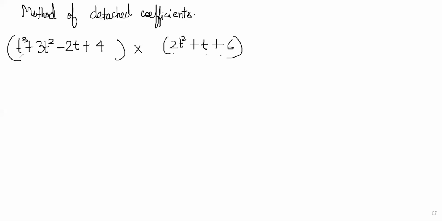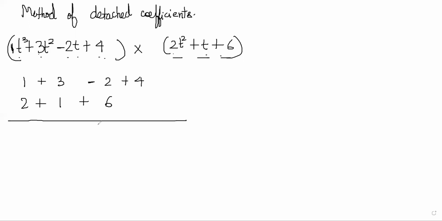So what we'll do is write all the terms here, and we'll not write the t parts, we'll write only the coefficients. So we'll write 1, 3, minus 2, 4. If there is some missing term here, I would have put a 0 in it. Then the next step is to write the terms of this polynomial straight below the above polynomial from the left hand side. So I will write 2, 1, 6 in this case. Okay, so this is my first step.